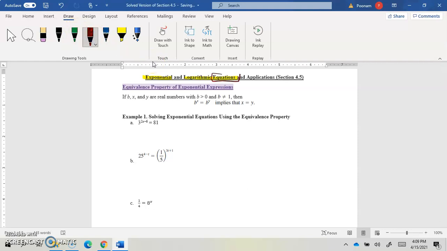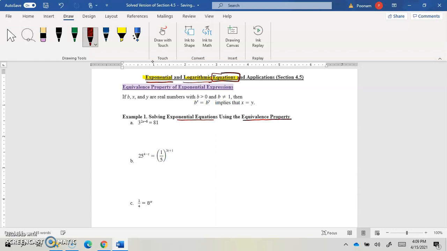What does equation mean? An equation means we have an expression with a left-hand side and a right-hand side, and we have to solve it. Solving it means finding the variable's value. Now we are talking about exponential and logarithmic equations, meaning an equation which has either an exponential function or a logarithmic function in it. So the first kind of exponential equation we can solve are those which can be solved using the equivalence property.